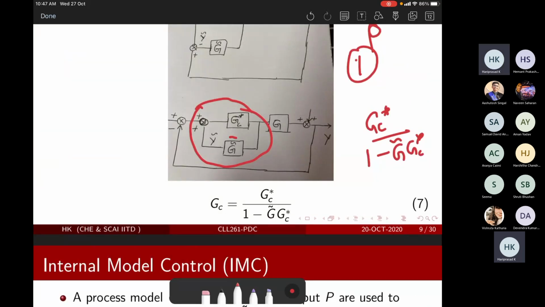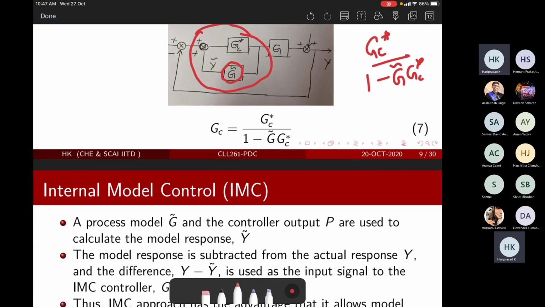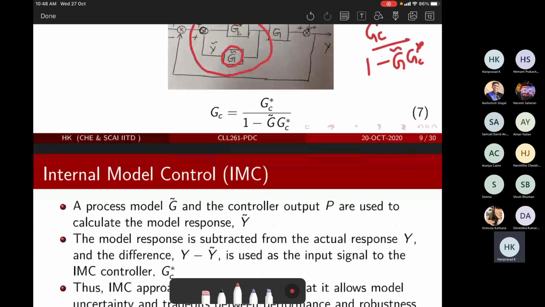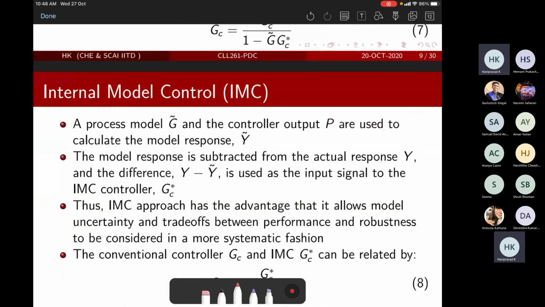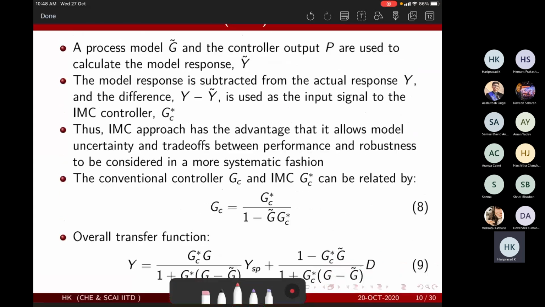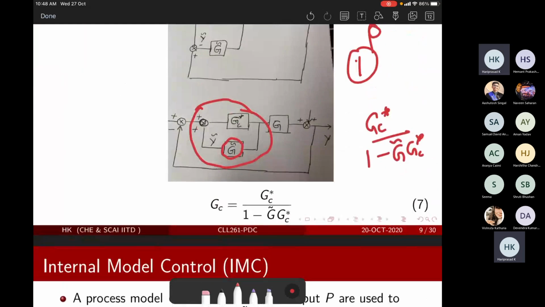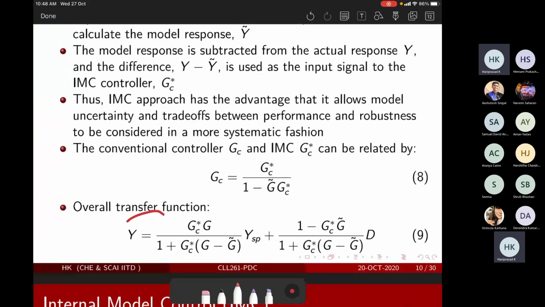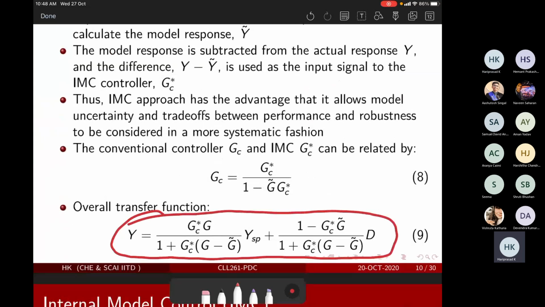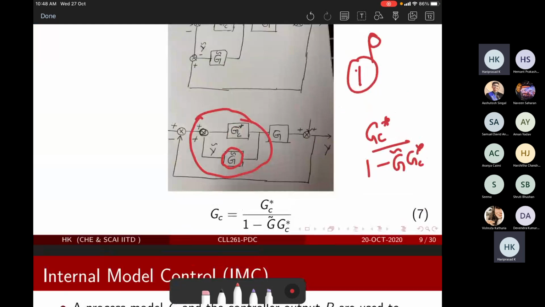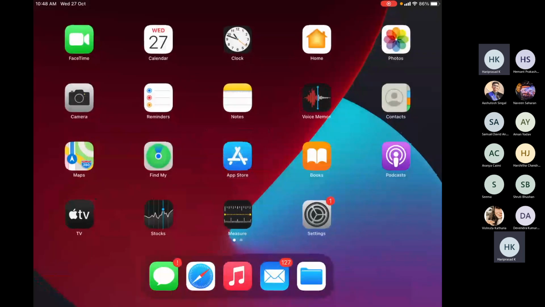So you see, G tilde will be an approximate thing, because you would most likely determine it either from first principles or by fitting the data. Okay, so in this particular case, let's redevelop this closed loop transfer function. This closed loop transfer function is slightly different. Why? Because your GC, it is like this.